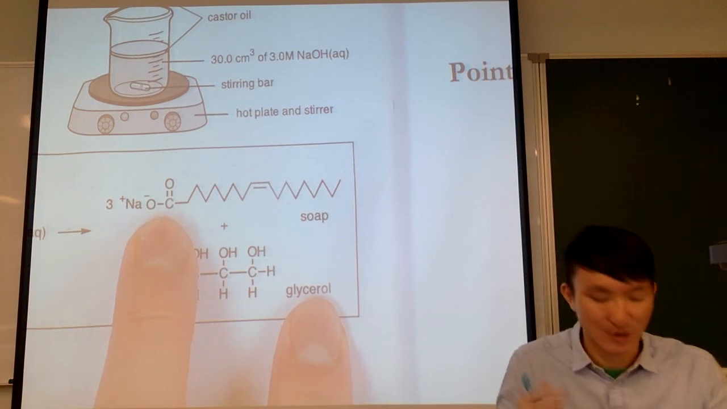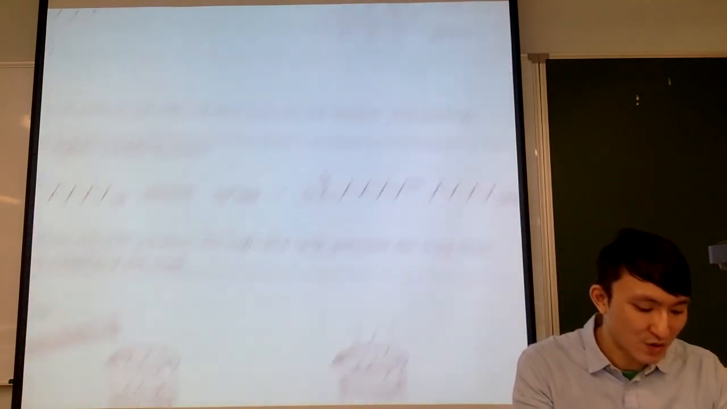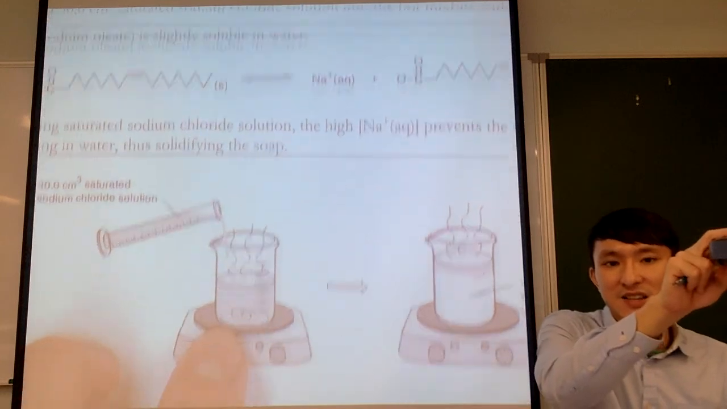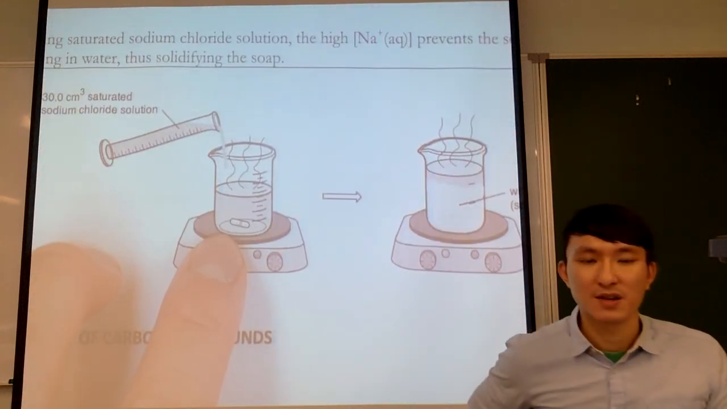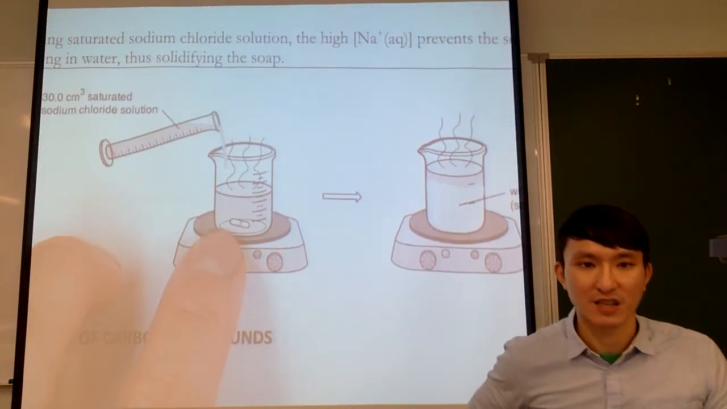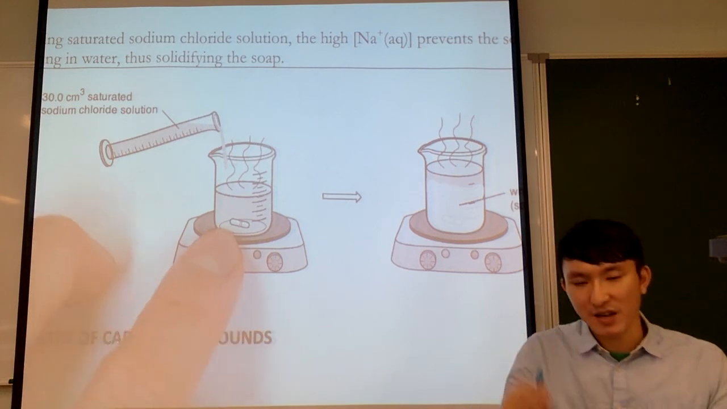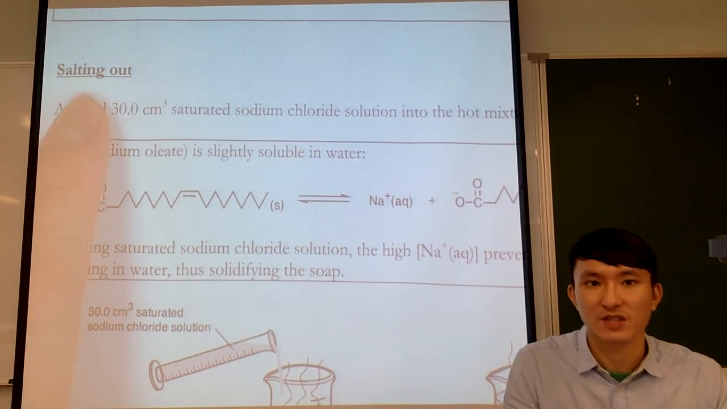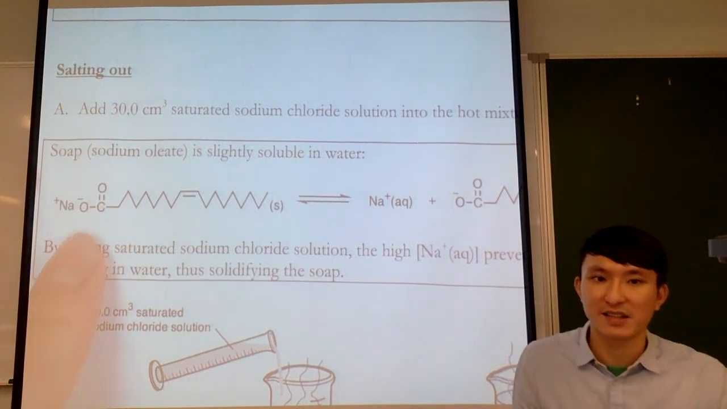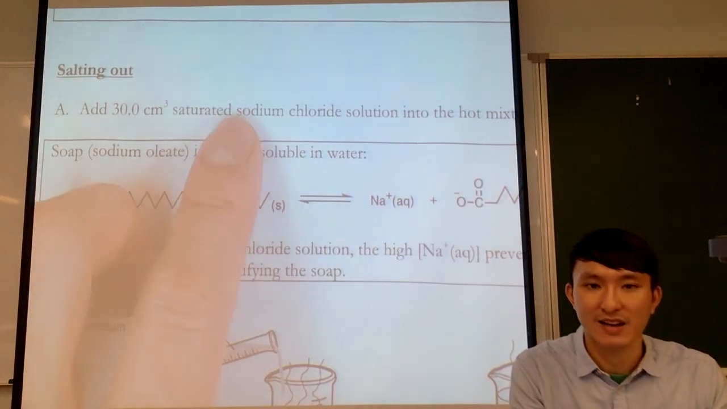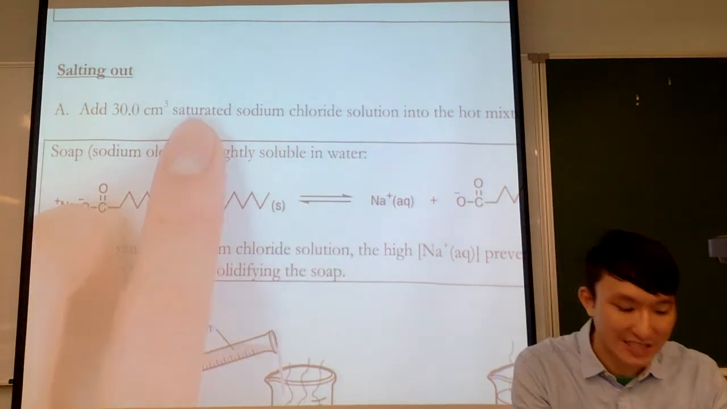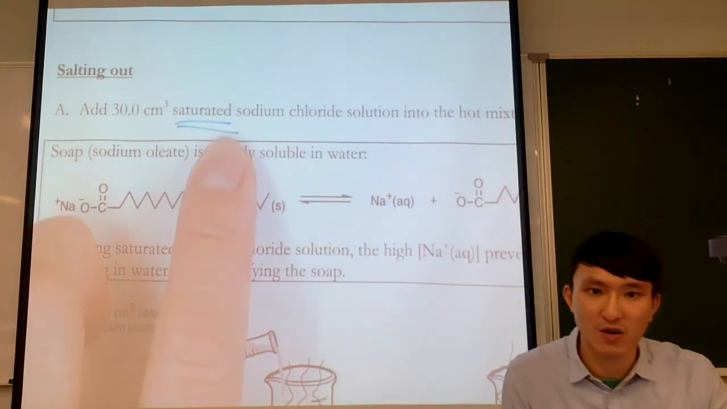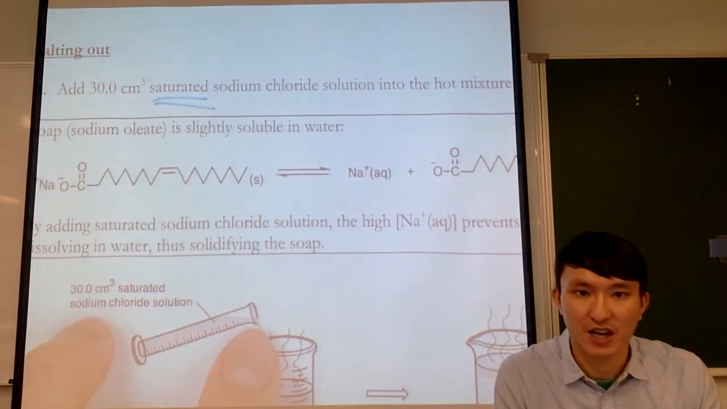Now after that, it forms the soap molecule in this form, but this one is slightly soluble in water. So once you have done with the heating, you still got most of the soap dissolved in the solution. So how can you get the soap out of it? We have to do a process called salting out. We add saturated sodium chloride solution into the hot mixture.